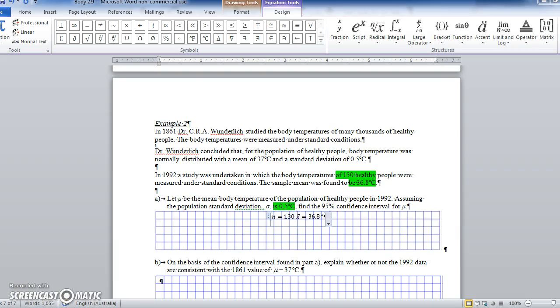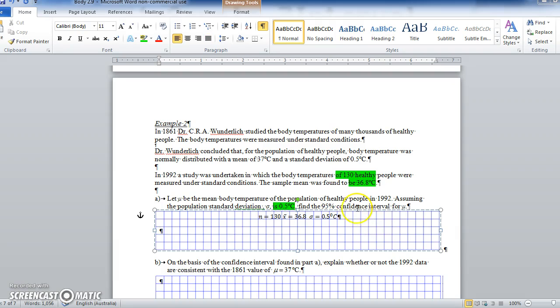I would put degrees Celsius there if I could, and then the standard deviation is 0.5. Like that.